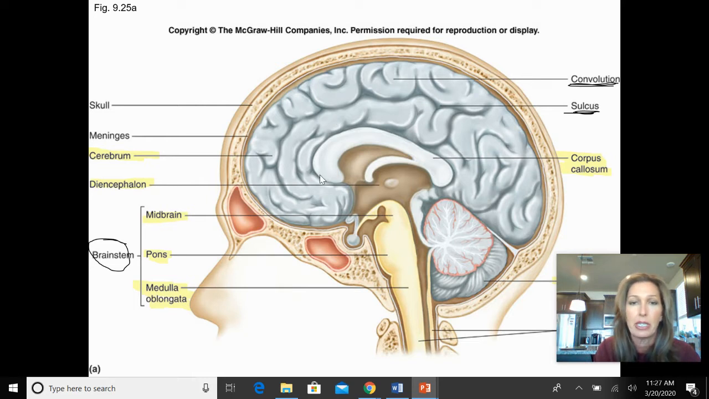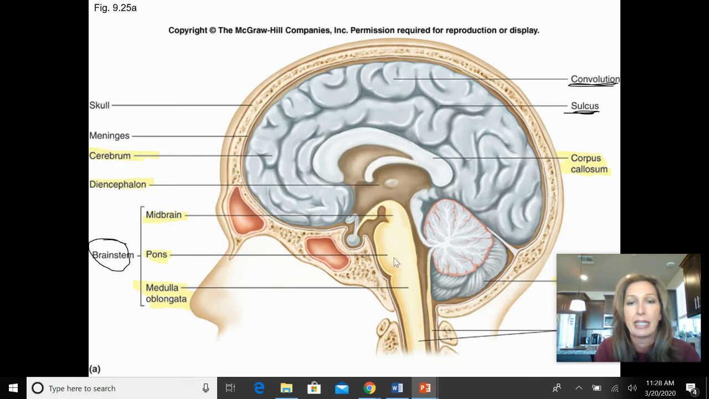Now, another region that we need to know about is this region here that is referred to as the diencephalon. What it does is direct a lot of this sensory information to the right location. And so with that, it's pretty important. We'll also talk more about the thalamus and hypothalamus in here for maintaining homeostasis as well. But for the most part, for the diencephalon, I just need you guys to know right now that its function is directing that sensory information to the right location of the brain.